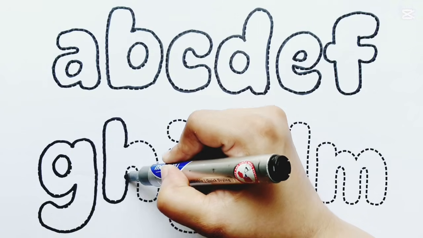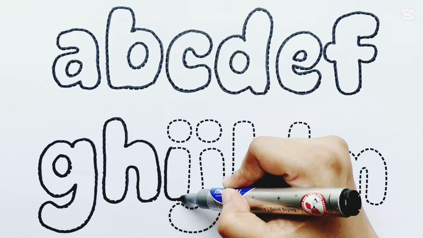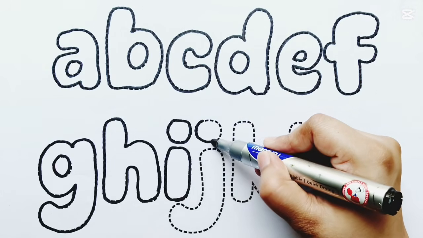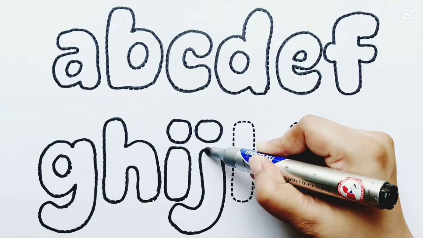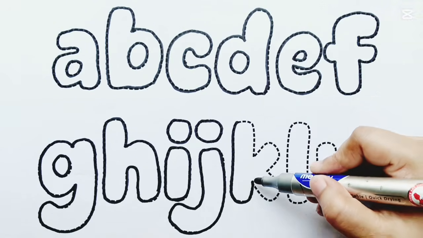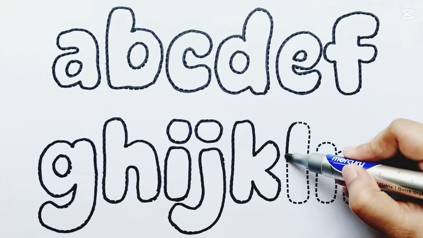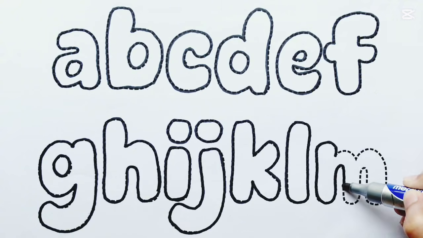H for hen. I for ice cream. J for jellyfish. K for king. L for lollipop. And M for monkey.